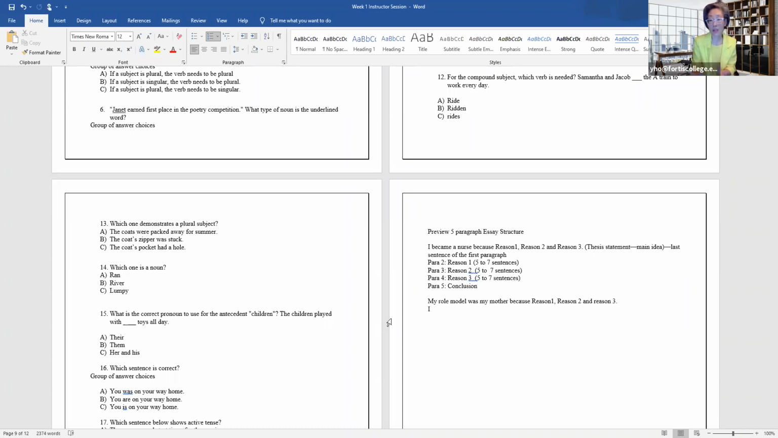I became a nurse because. Reason 1, reason 2, reason 3. And then here you have, I became a nurse. This is the thesis statement, which is the main idea. And your thesis will be the last sentence of the first paragraph. And so I became a nurse. This is the topic. And then the reason 1 would be paragraph 2. Reason 2 would be paragraph 3. Reason 3 would be paragraph 4. And then in conclusion, you just repeat the I became a nurse because.